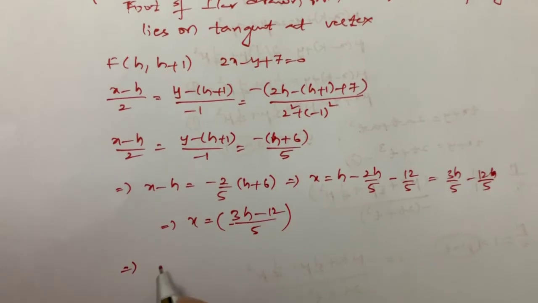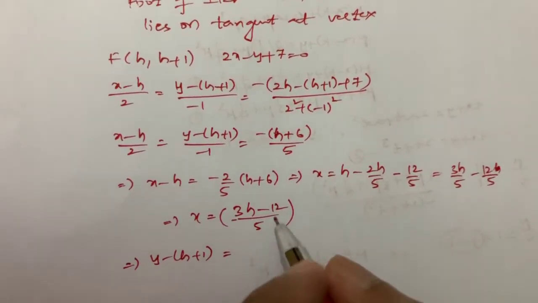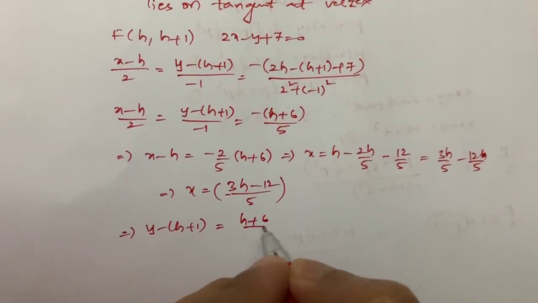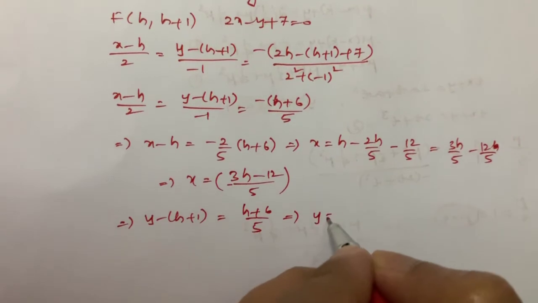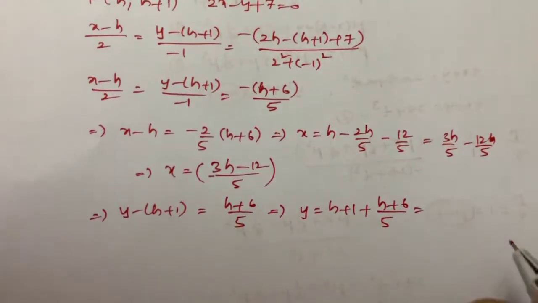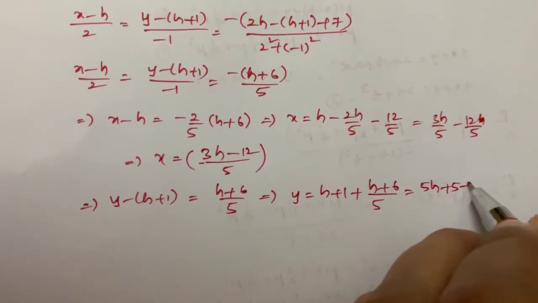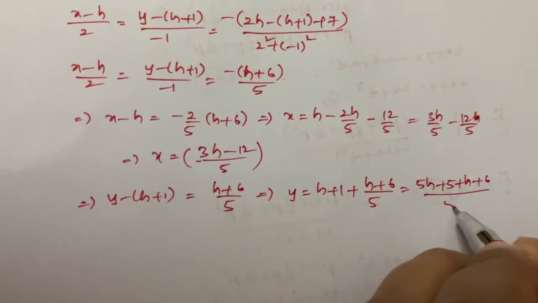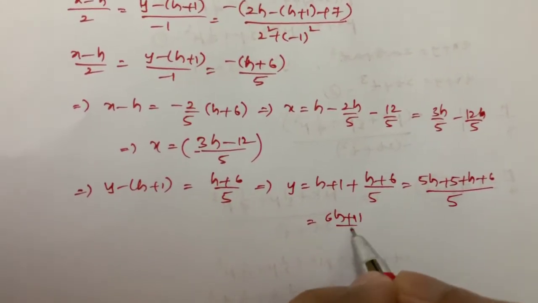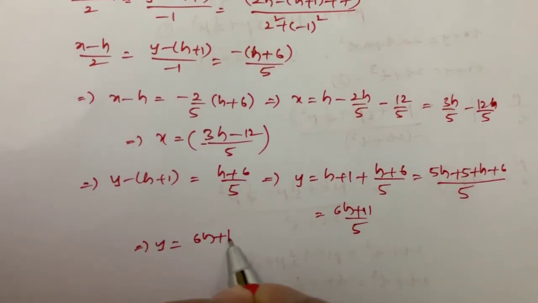Then for the y coordinate, y minus (h plus 1) is equal to minus minus, so it will be plus, (h plus 6) by 5. So y is equal to h plus 1 plus (h plus 6) by 5. If I take the LCM, (5h plus 5 plus h plus 6) by 5. So this is (6h plus 11) by 5. So y is (6h plus 11) by 5.